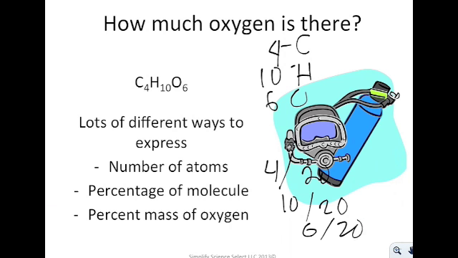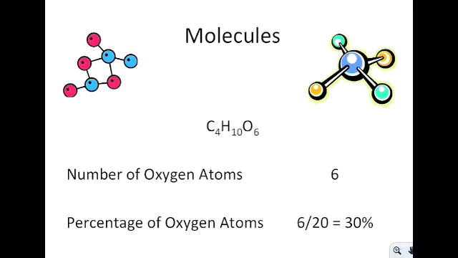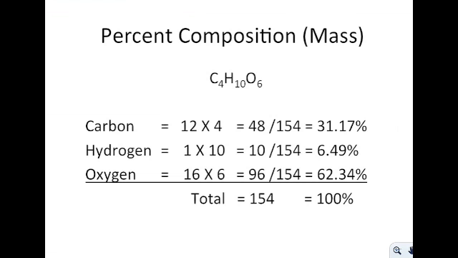But those things don't really represent anything of any given importance. Really, what we want to focus on is the idea of the percent mass. You see there are 6 atoms out of a total of 20, or 30% of the atoms are oxygen. Okay? That doesn't really mean anything though, so we want to get something a little bit better, and that is percent composition by mass.